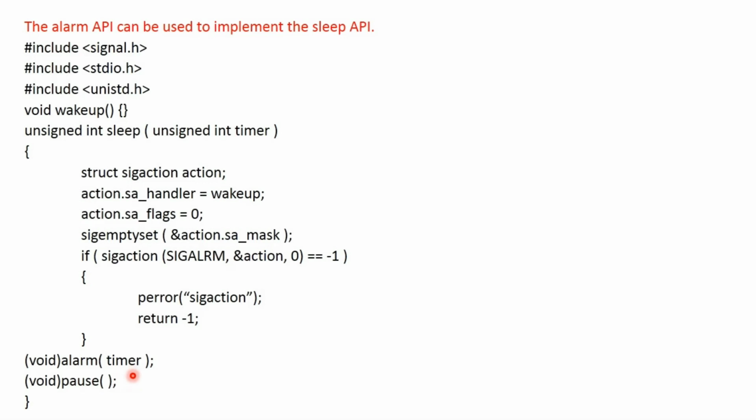So when the SIGALRM signal is generated, it is going to be handled by the user defined function, that is wakeup. After that you call the alarm with the timer. Based on the time given in the timer, the process will get the signal. Then you call pause to suspend the process.